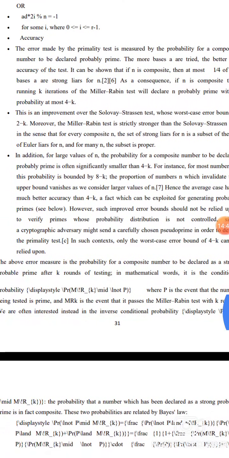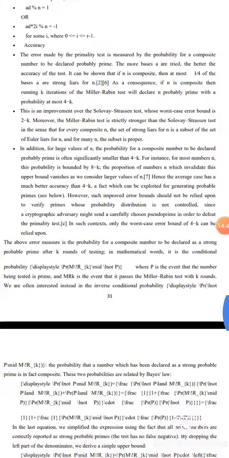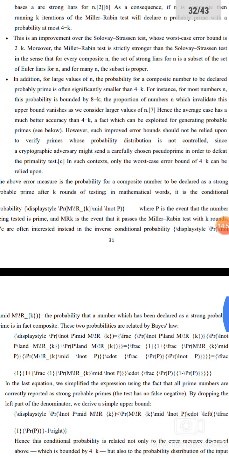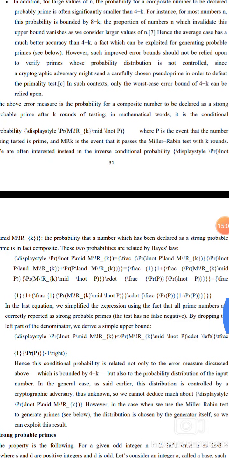Next, we have to define the addition of this large-value probability: a composite number declared probably prime. For k smaller than 4^k, for most numbers of k, this probability is bounded by 8^k, and the proportion of numbers which invalidate the upper bound vanishes. The probabilistic test contains only the worst-case error bound, so 4^k can be relied upon.